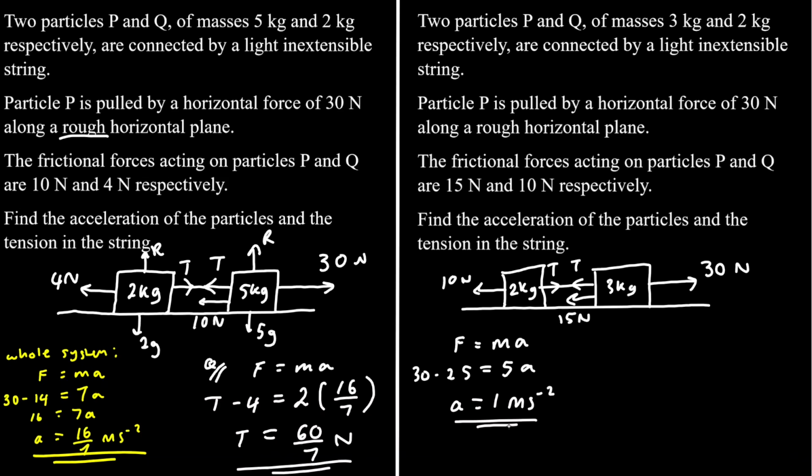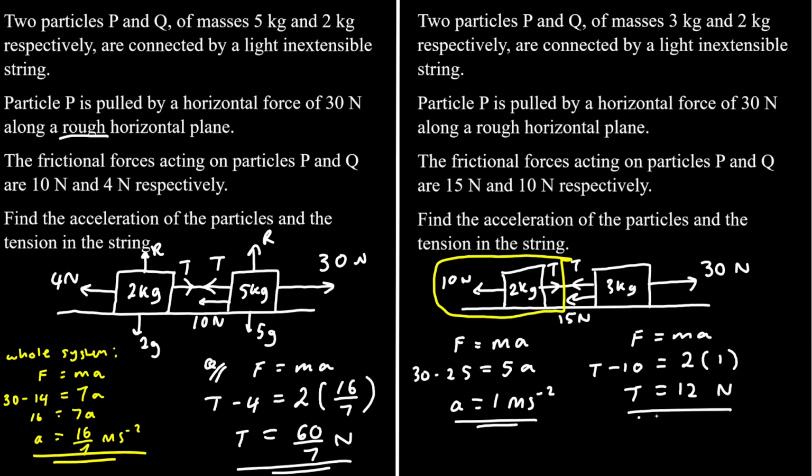Now we can look at just the forces on P or just the forces on Q to find the tension. So again, F equals ma. This time we'll do just Q again. So for Q, the force forwards is T, the force back is 10. So T minus 10 equals 2 times the acceleration, which is 1. So T minus 10 equals 2. T must be 12 newtons.